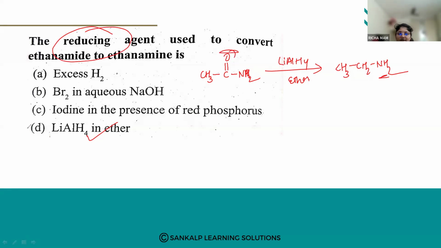So lithium aluminum hydride. I hope you have got it. You can do reduction. So what we are doing is converting our amide to amines. This is an amide and this is an amine. Fine. Let us go for the next one.